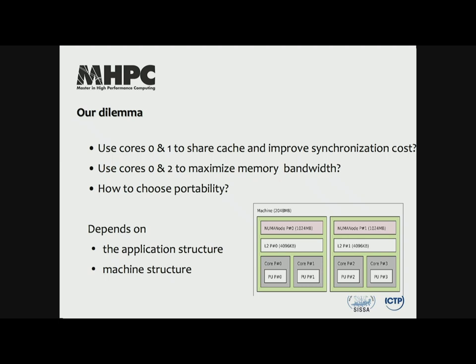These are actually nodes available 5 or 10 years ago: just a single socket with two CPUs with 2 cores each. So one of the first multi-core architectures. In any case, here is the point: should I use core 0 and core 1 because they share this cache, and so I can improve synchronization? In this way, I improve synchronization cost. Or should I use core 0 and core 2 and go for maximizing memory bandwidth?